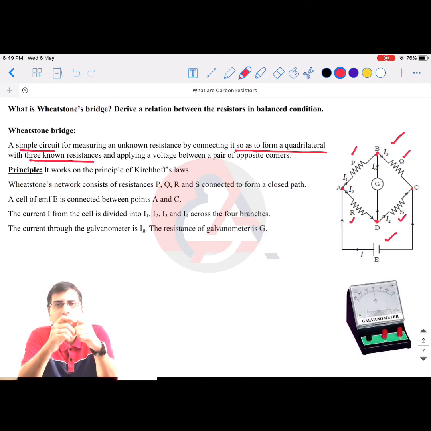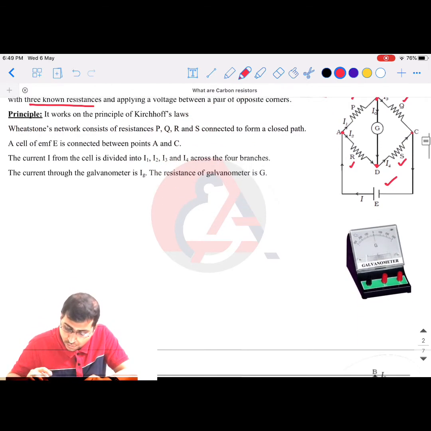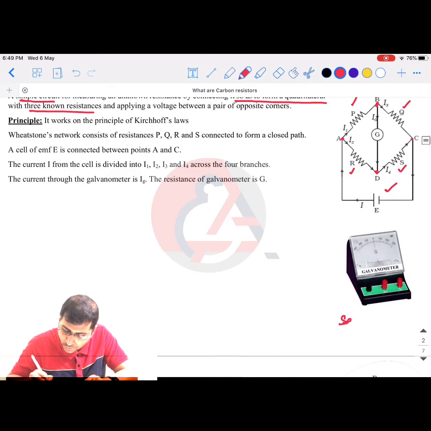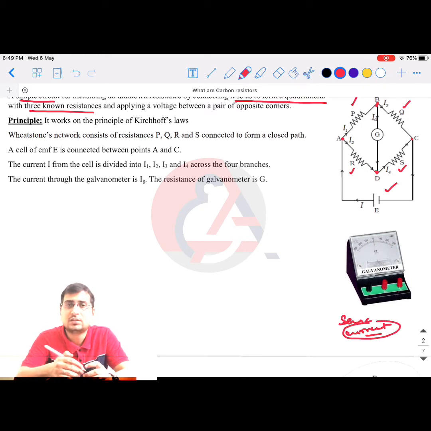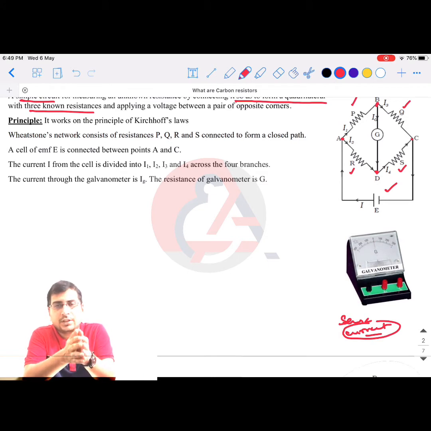Galvanometer is a device which is used to sense current. There are two devices where current is involved. One of the devices is ammeter and the second is a galvanometer. An ammeter is a device which is used to measure the value of current, whereas galvanometer will tell you whether current is flowing through the circuit or not.